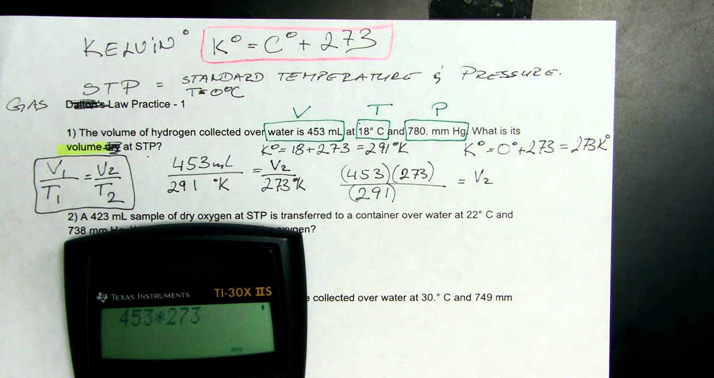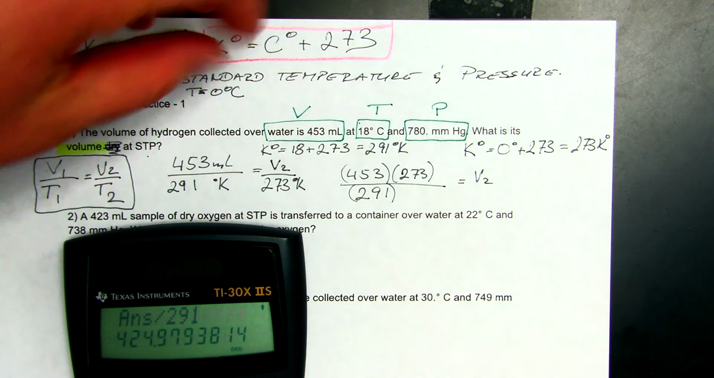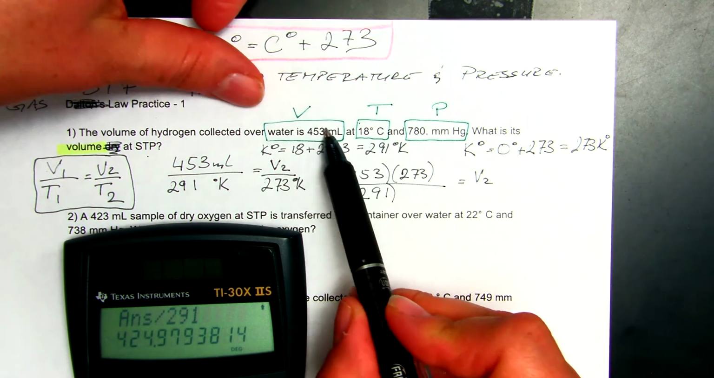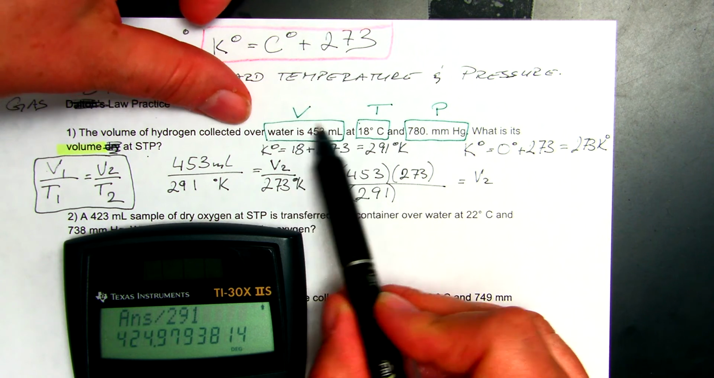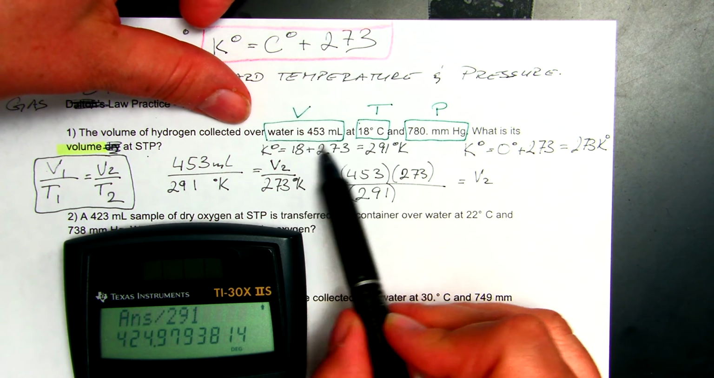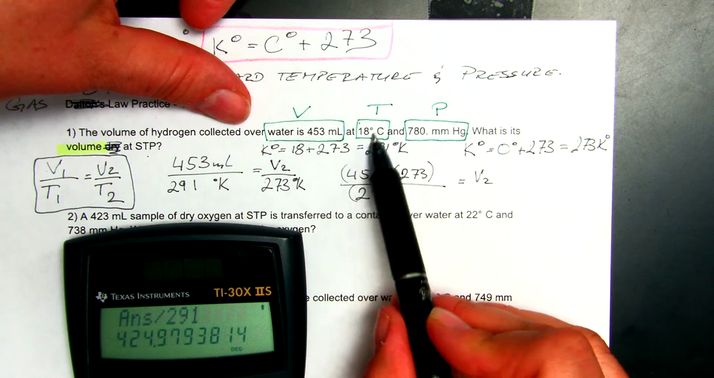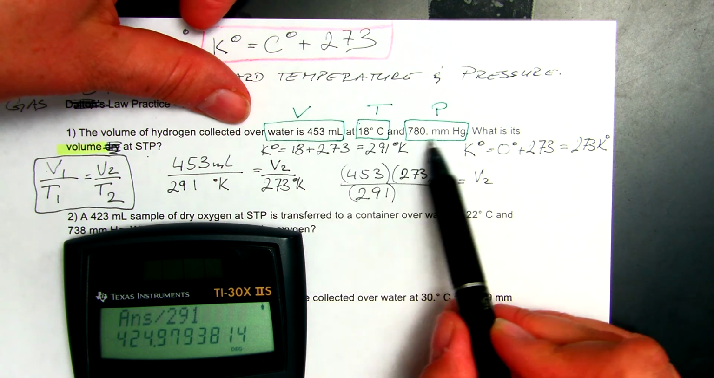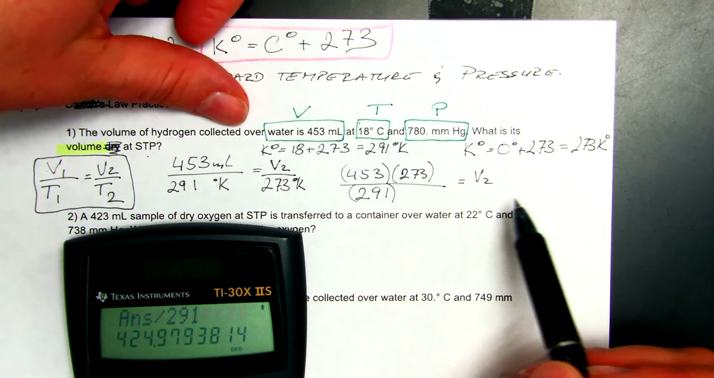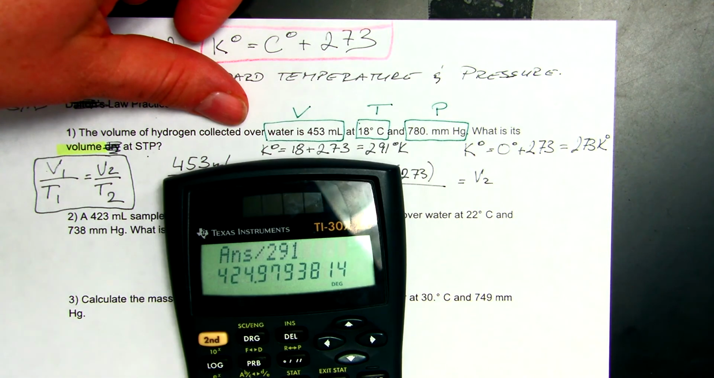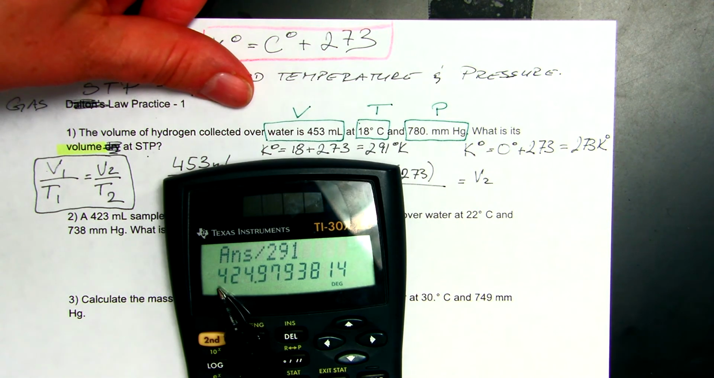So 453 times 273 divided by 291, 424. Okay, let's talk about sig figs. How many sig figs do I have here? How many significant figures is that? 3. 1, 2, 3. How many sig figs do I have here? 2. And here? 3. So my answer will be in 3 sig figs. So it will be what? 425.